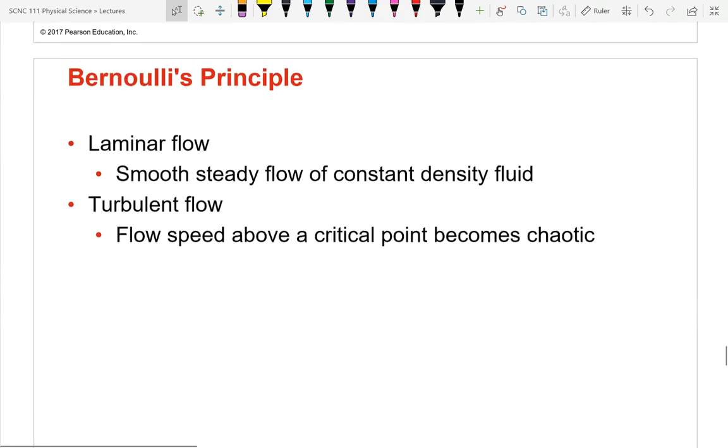Now, I just have to go to my next demonstration because we're out of time, and we're not going to have any more time to talk about fluids after today. I just love this demonstration. There's many demonstrations you can do. You might have seen this.